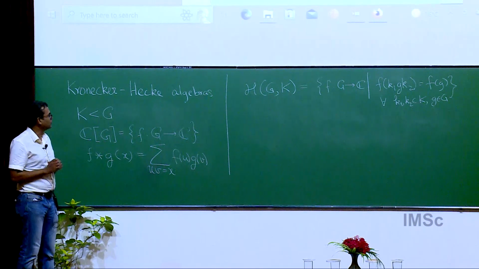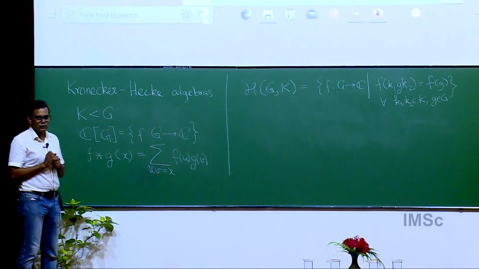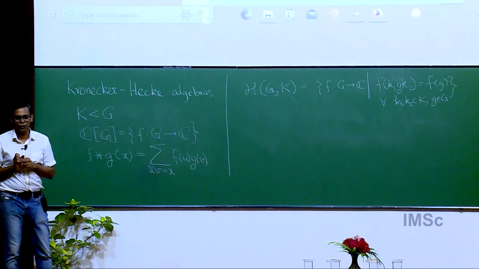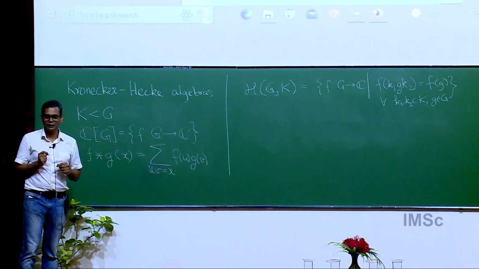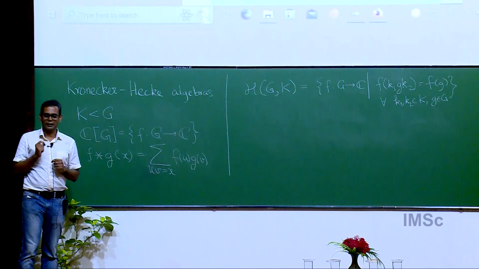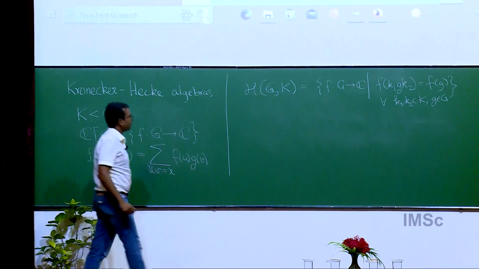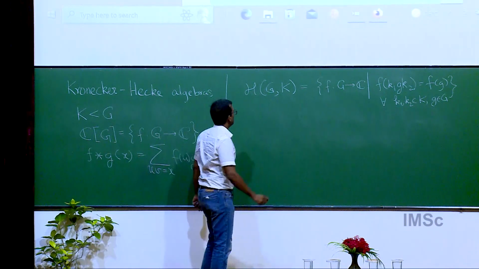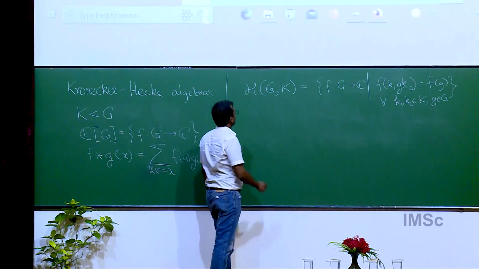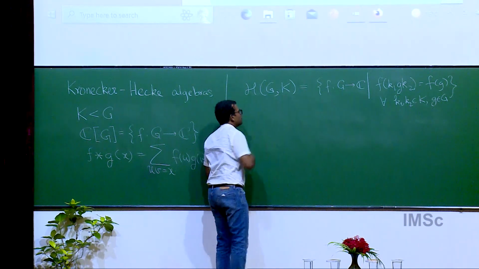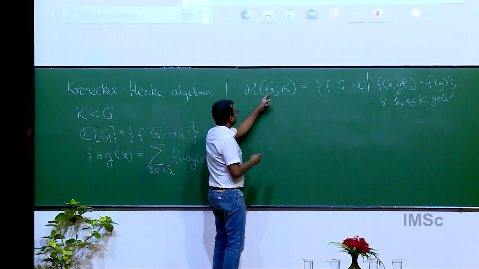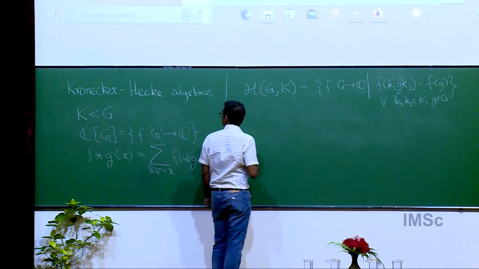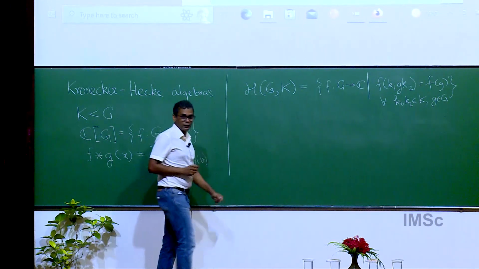If you take SL_2(Q_p) for G and SL_2(Z_p) for K, then the algebra is generated by a single generator, which is a Hecke operator. But here G could be, for example, any group or subgroup. And so I'll give you a specific example that we're interested in later when we construct Kronecker Hecke algebras.